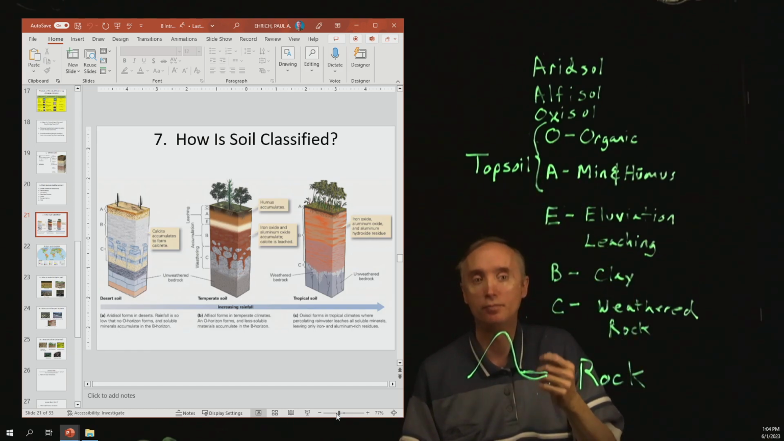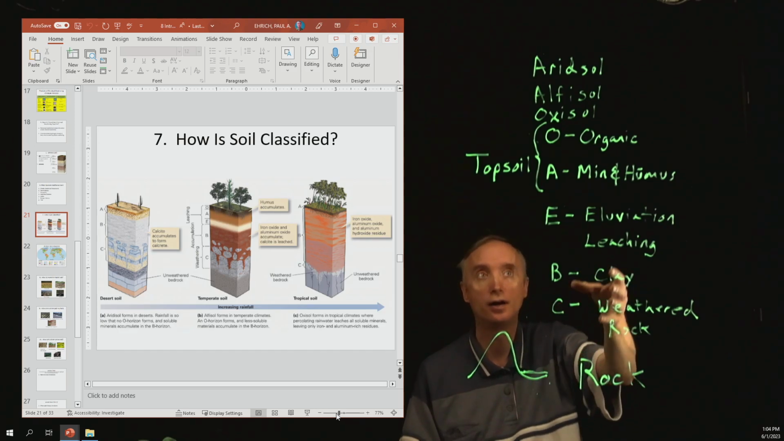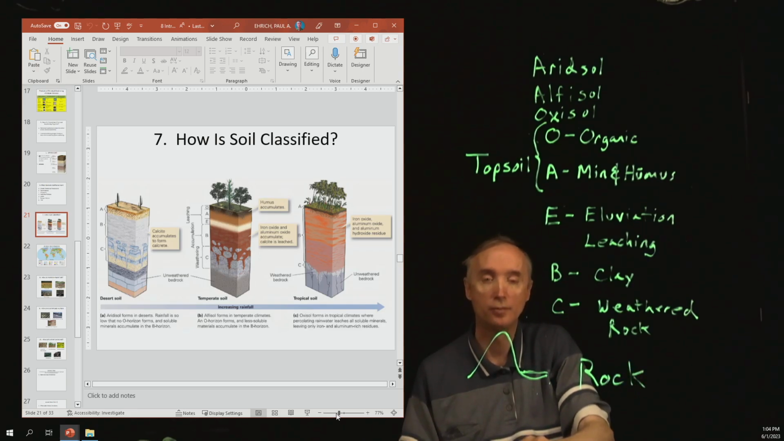And this is where we get bauxite from. So if you recall, bauxite is a sedimentary rock that is composed of clay. And so it came from these kinds of environments. Bauxite contains a lot of aluminum, and aluminum came from that clay.